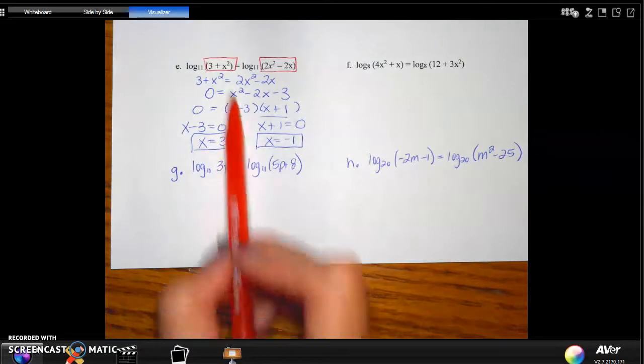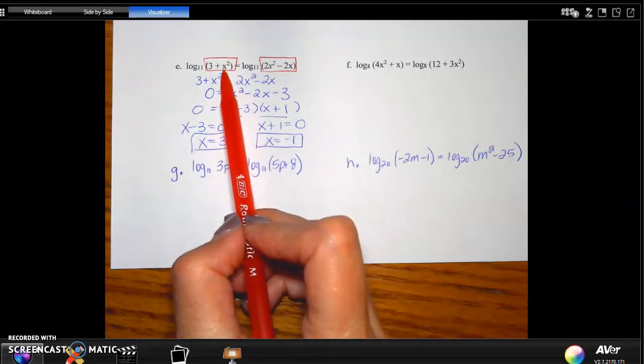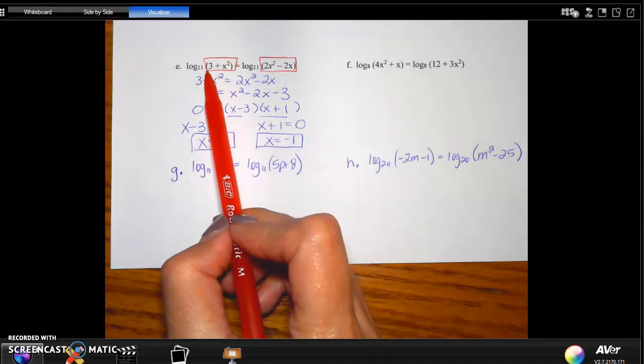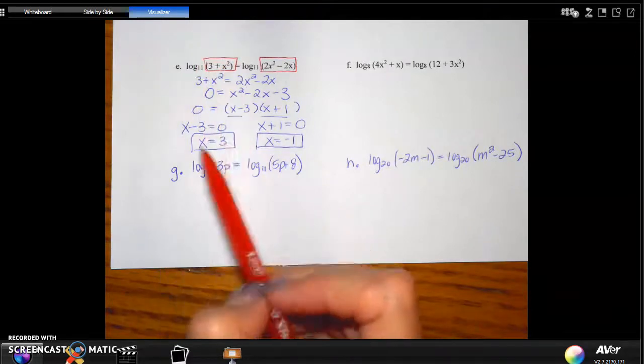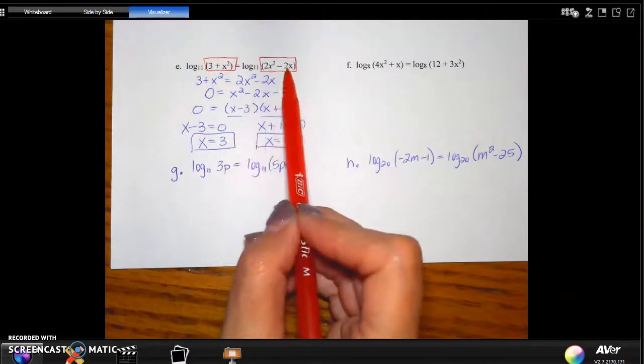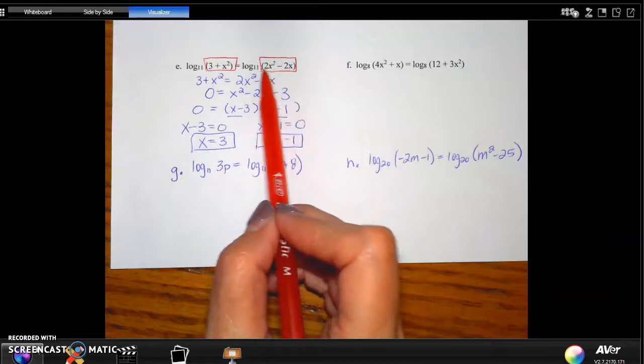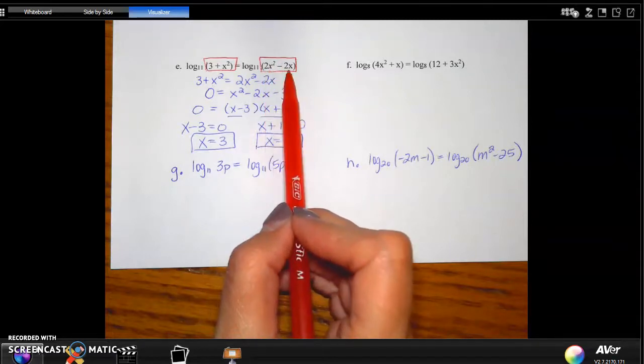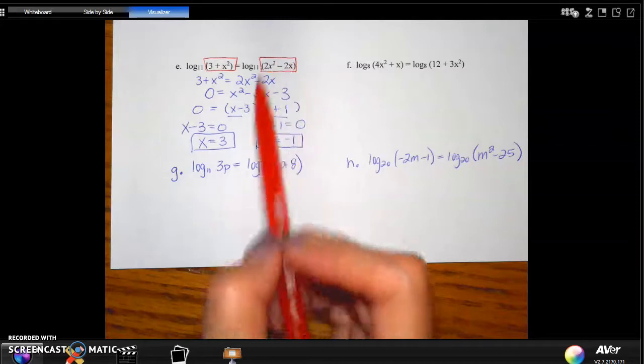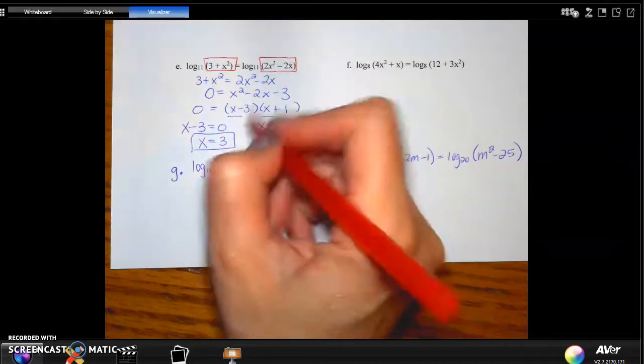So if I put a 3 in here, 3 squared is 9 plus 3 is 12. That's greater than 0. That's fine. Over here as well, 2 times 3 squared is 18, and 2 times 3 is 6. 18 minus 6 is also 12. So we're okay there too. So this answer is fine.